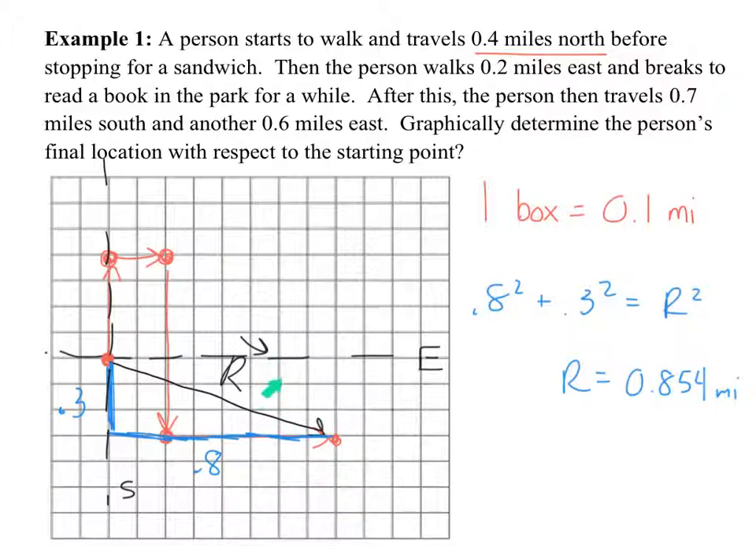So the question is, figure out this angle, southeast. If I want this angle right here, I could realize that it's the same angle as this, because these are alternate interior angles, because these are parallel lines that are cut by a transversal. So these are the same angle.